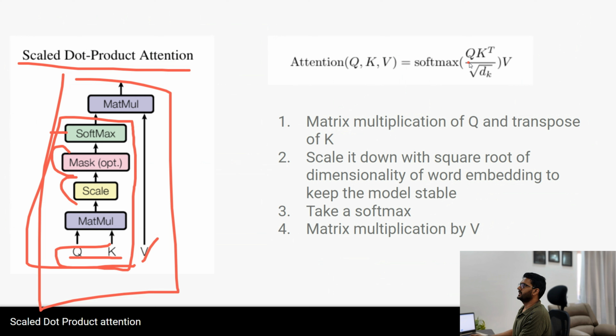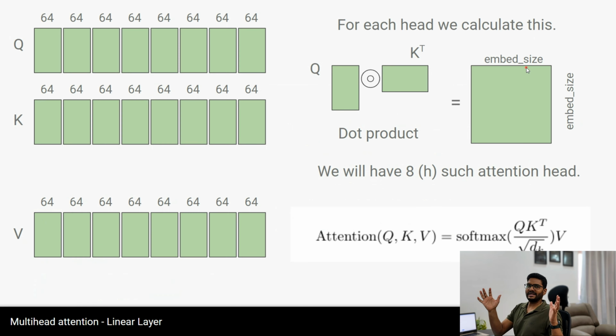Here is the formula. We say Q multiplied by K transpose divided by the square root of the dimensions, because when you take a dot product, there could be an explosion of value, so we scale it down, and then we multiply this with the V. And once we do that, we concatenate all of these 8 different vectors so that we end up with the same dimensions where we started.